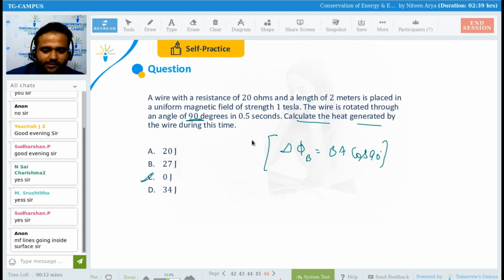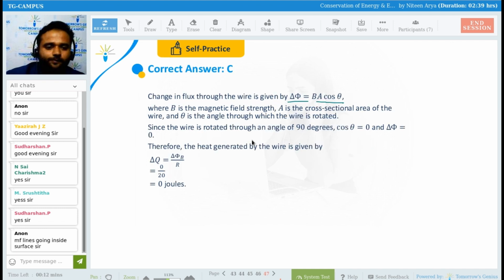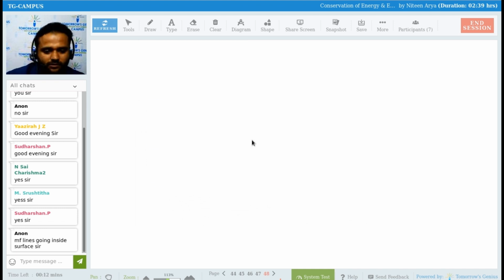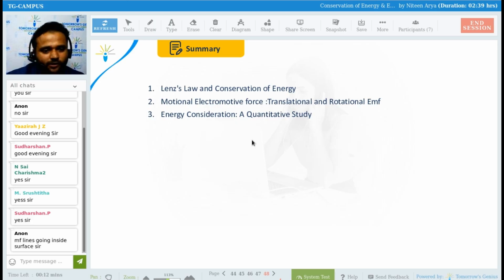Now you can attempt the CA as well. So this is done from my side. In this particular class, we covered the most important things like Lenz's law and conservation of energy, motional EMF, translational and rotational EMF, transformer EMF, and energy consideration, a qualitative study.